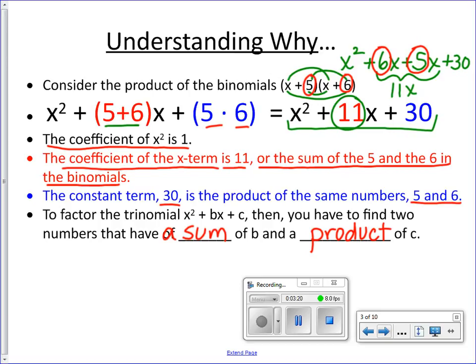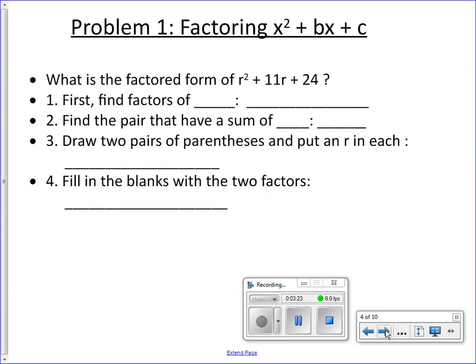All right, so let's take a look. Problem 1, factoring x squared plus bx plus c. What is the factored form of r squared plus 11r plus 24? All right, so first we want to find the factors of 24. And so we can list those together. 1 times 24 will give you 24. 2 times 12 gives you 24. 3 times 8 gives you 24. And 4 times 6 gives you 24.